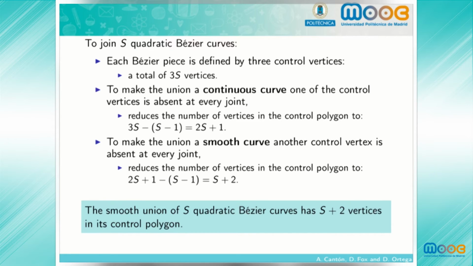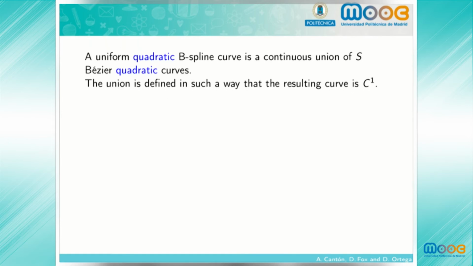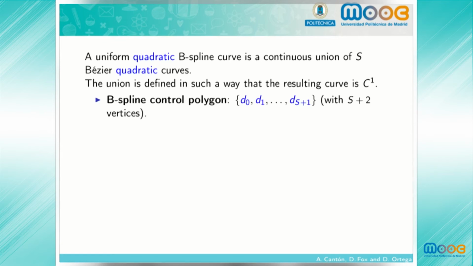The smooth union of S quadratic Bezier curves has S plus 2 vertices in its control polygon. We call a uniform quadratic B-spline curve a continuous union of S Bezier quadratic curves. The union is defined in such a way that the resulting curve is C1. The B-spline control polygon has S plus 2 vertices, D0, D1, up to D(S+1).